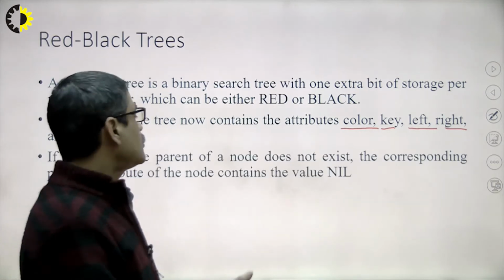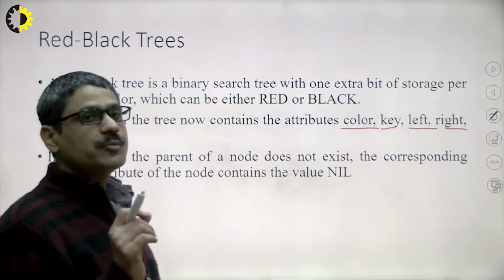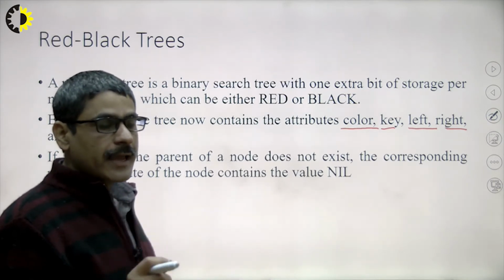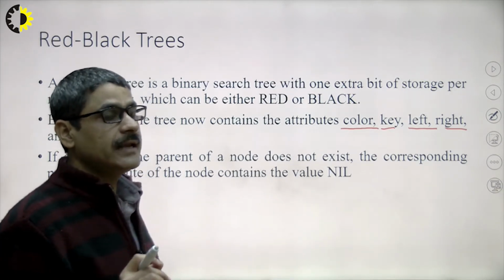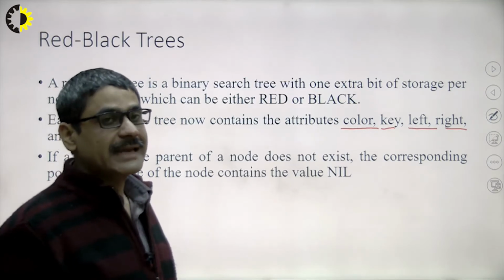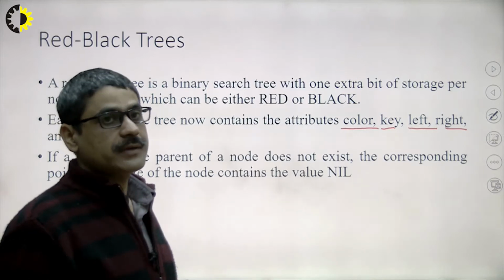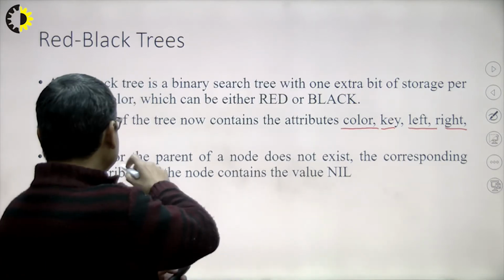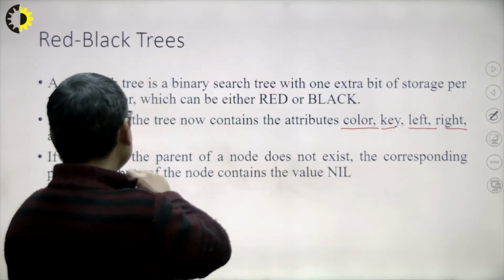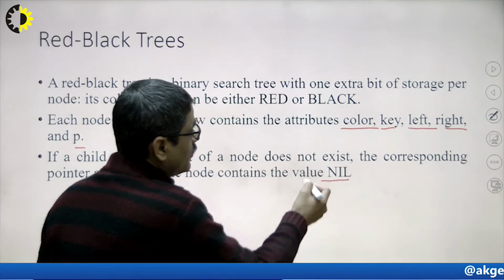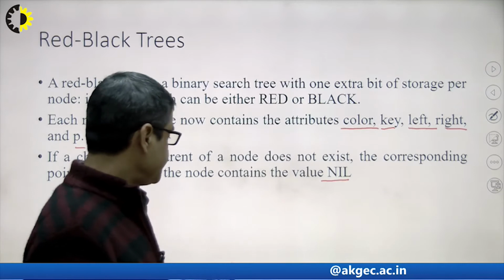Now if you are talking about children, if a child or the parent of a node does not exist, then we have to put a pointer attribute that is called nil. The significance of this nil is very important, because we cannot leave it empty, and whatever operation we perform in a red black tree, we have to use this nil pointer. So it is presented here that if a child or the parent of a node does not exist, the corresponding pointer attribute of the node contains the nil value, and that nil value will be considered for the different operations of the red black tree.